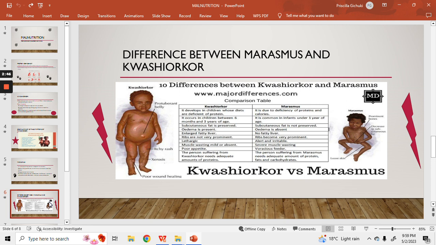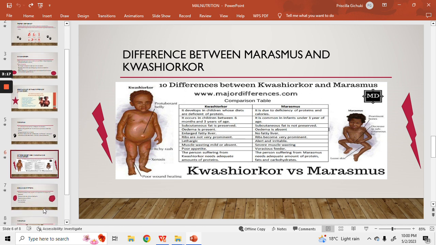Kwashiorkor, lethargic, and marasmus, alert and irritable. Kwashiorkor, muscle wasting, mild or absent. Marasmus, severe muscle wasting. Kwashiorkor, poor appetite. Marasmus, voracious feeder. Kwashiorkor, the person suffering from Kwashiorkor needs adequate amounts of protein. Marasmus, the person suffering from marasmus needs adequate amounts of protein, fats, and carbohydrates.